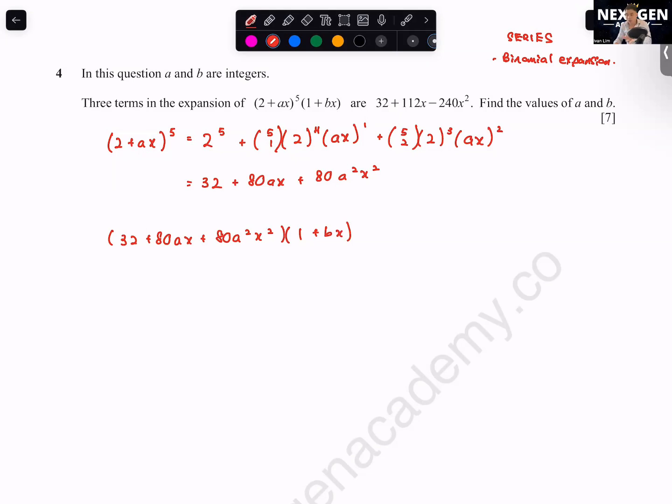Okay, another thing also over here, sometimes they'll give you a lot of terms. This question is really considered quite easy. You don't go and expand all the terms also. You only select until x squared. Don't waste your time, because the more you write, you won't get extra marks.